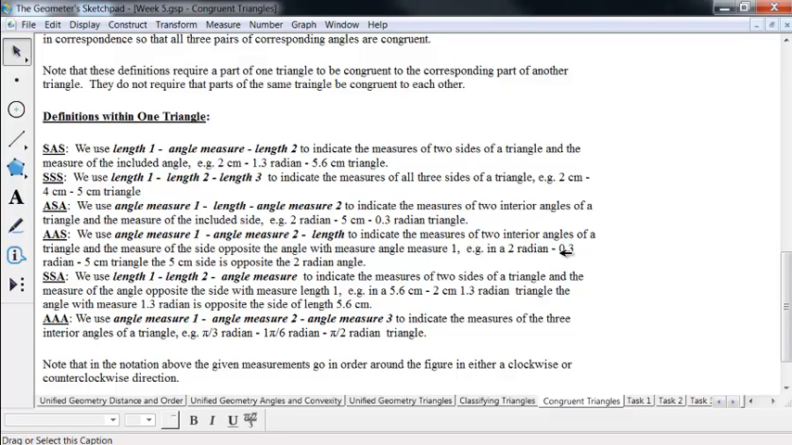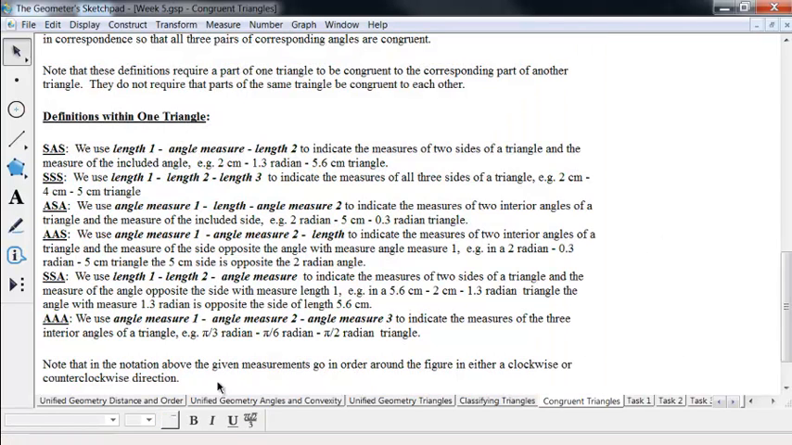Side-side-angle: we use length 1, length 2, angle measure to indicate the measures of the sides and angles, but this time the angle is opposite the side with length 1. For example, we have a 5 centimeter, 2 centimeter, 1.3 radian triangle. What that means is that those are the measures of two sides and the angle, but more than that, that the 1.3 radian angle is opposite the 5 centimeter side. And of course, angle-angle-angle just means those are the three angles. For example, we could have a pi over 3 radian, pi over 6 radian, pi over 2 radian triangle.